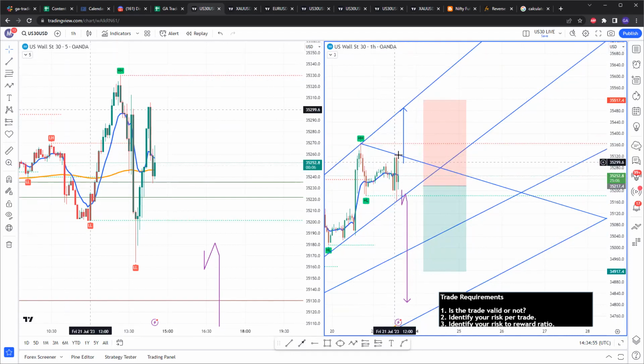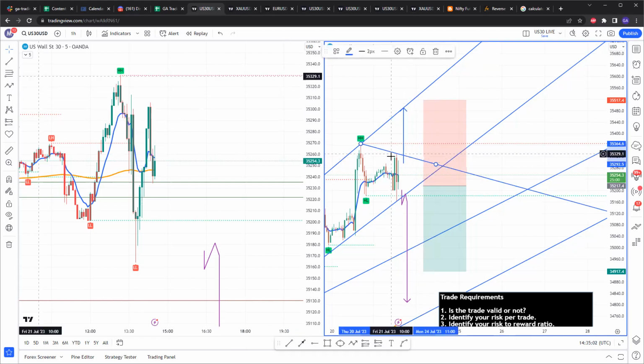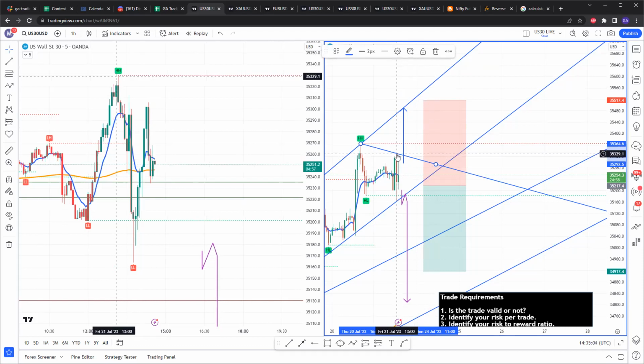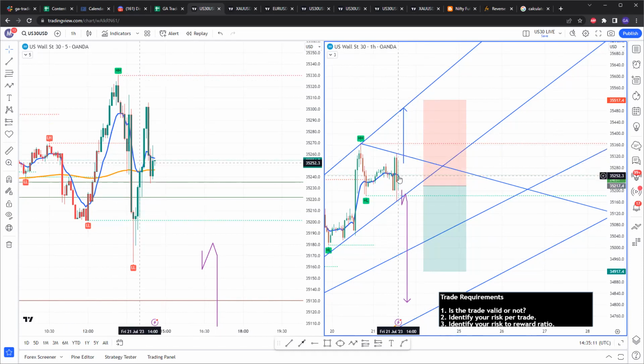So for me here, since I expect this in future to be a static trend line, I don't want to see this high or this point broken by US 30 on the hourly time frame. But for us to know if this is going to be a lower high, we have to wait for 5 candles based off of the settings in the indicator.